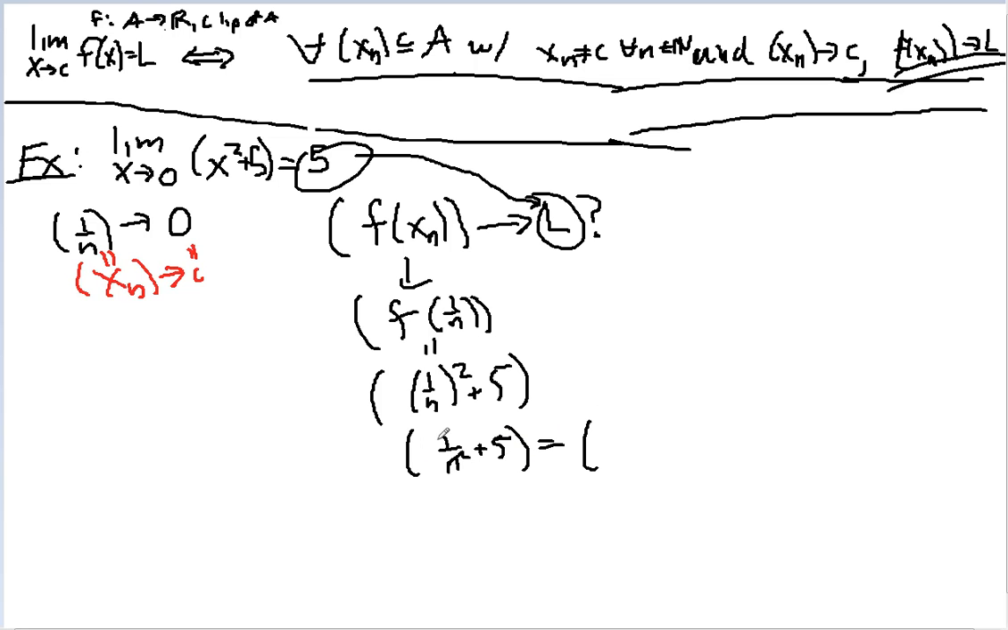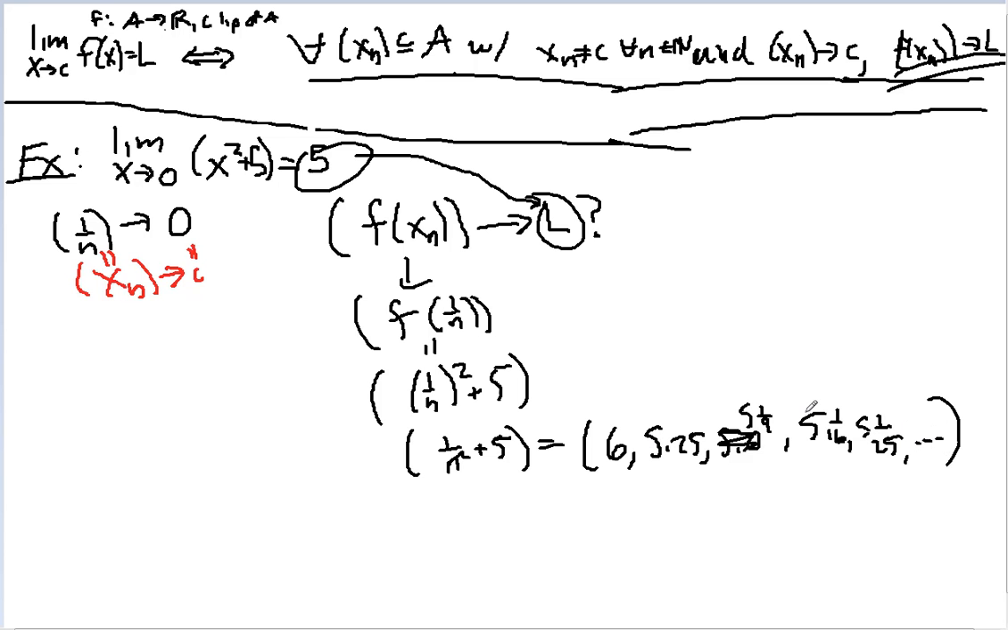I have a new sequence. 1 over 1 squared plus 5 is 6. If I plug in 2, I get 1 quarter plus 5, 5.25. If I plug in n equals 3, I get 1/9 plus 5, which is 5 and a ninth. And 5 and 1/16th, 5 and 1/25th. That's what the sequence is.